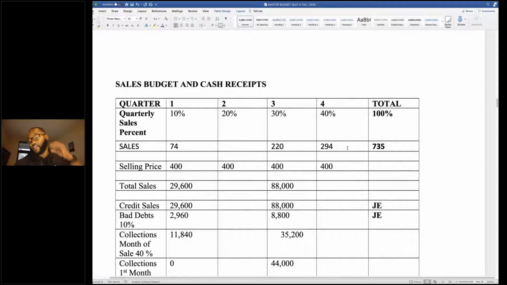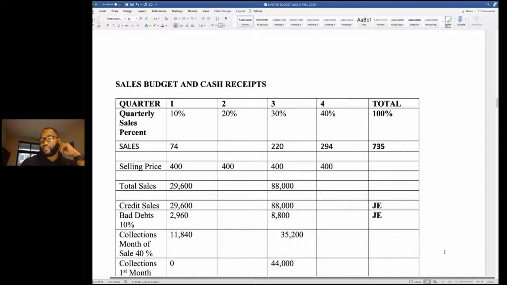Let me re-ask that question. Is it the same percentage time that when they do the collection of the first month after sale? You're talking about is it that same 40 percent? The 40% and the 50%?